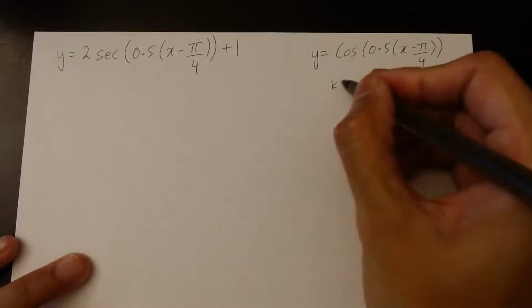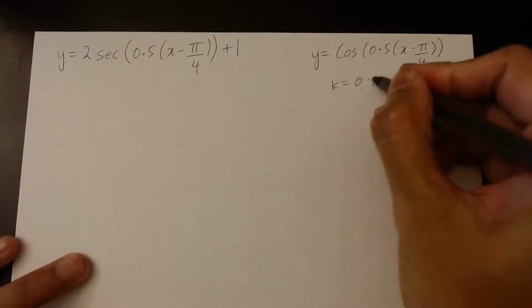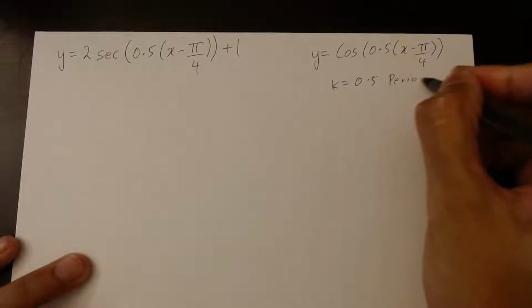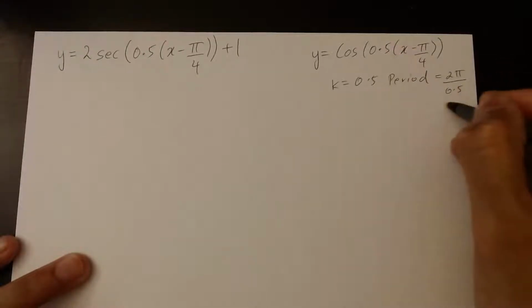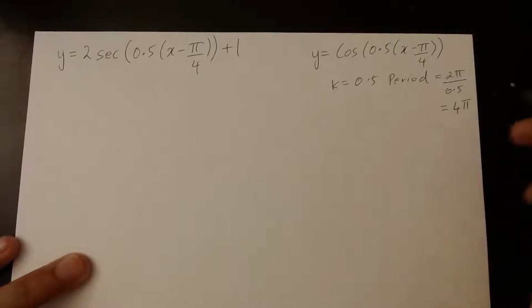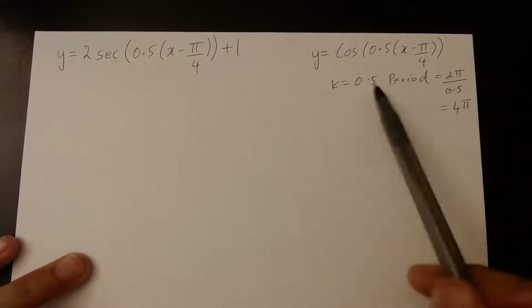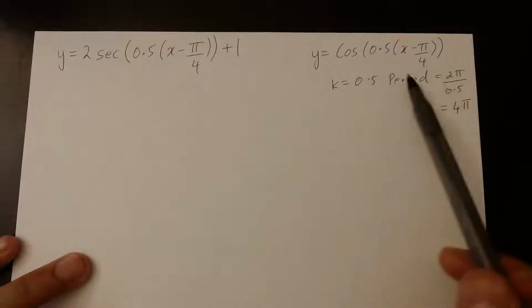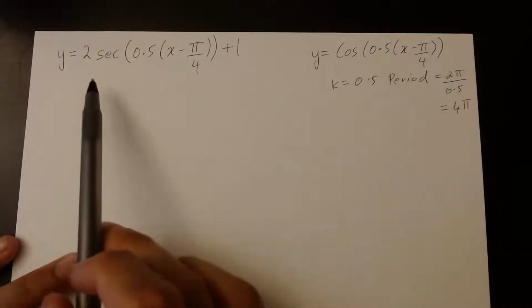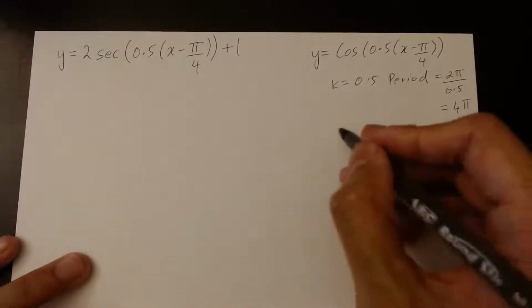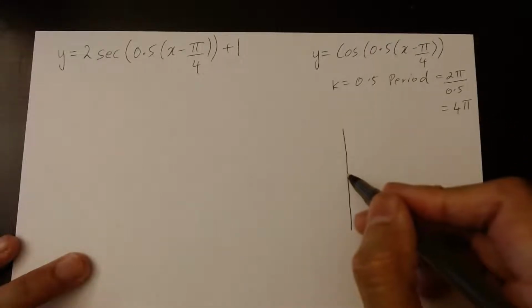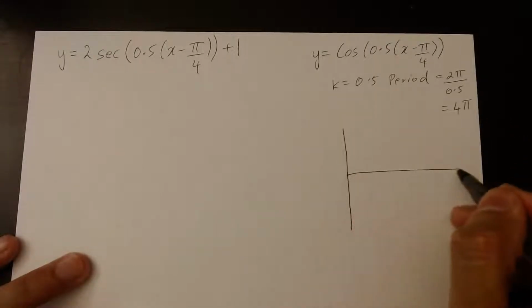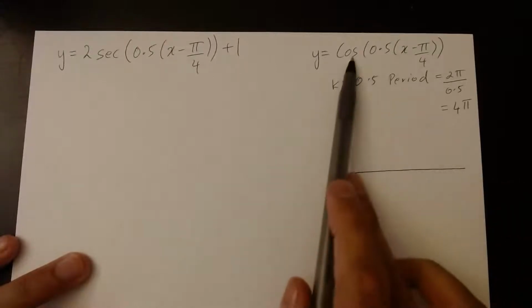So I know my k value is 0.5, so my period is 2 pi over 0.5, which is basically 4 pi. I want to do a quick sketch of this function, and I'm going to use the sketch of this function to sketch the reciprocal function. So I have this cos function here.